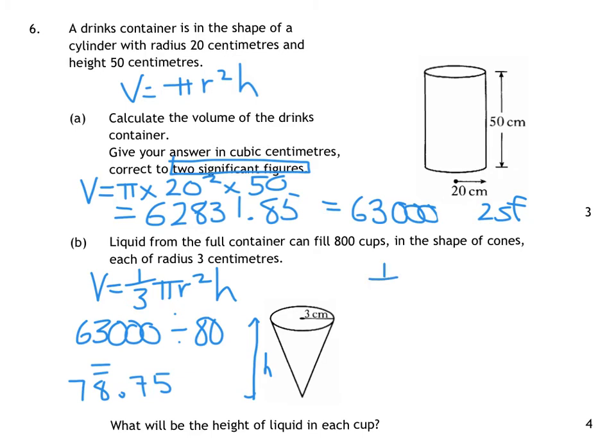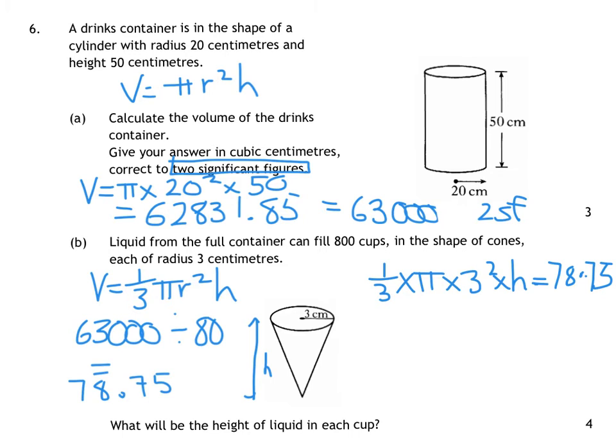So I know that 1/3 times pi times my radius of 3 squared times my height, which I don't know yet, gives me a volume of 78.75. That's what I know. I know the volume of a cone is that, and that's as much as I can put in. Now there's different ways to go from here. You can either work out all the numbers on the left hand side, or you can do it all by changing the subject.